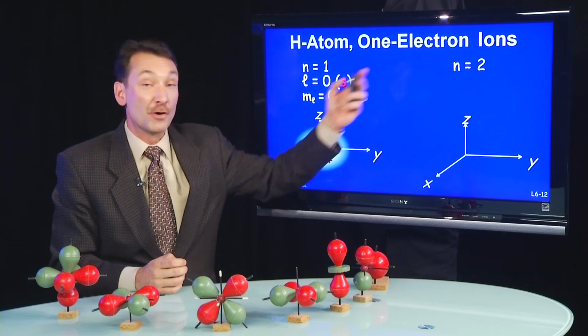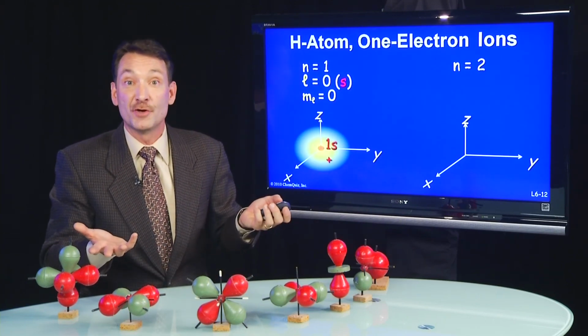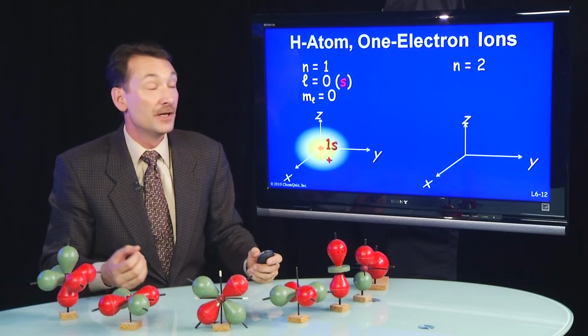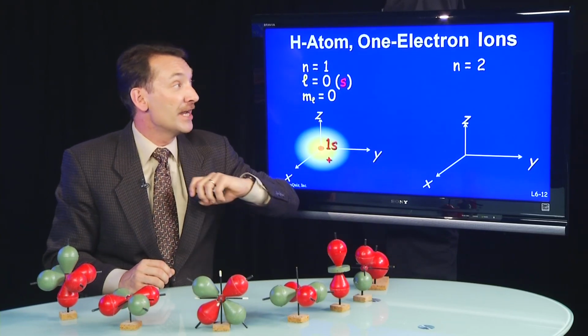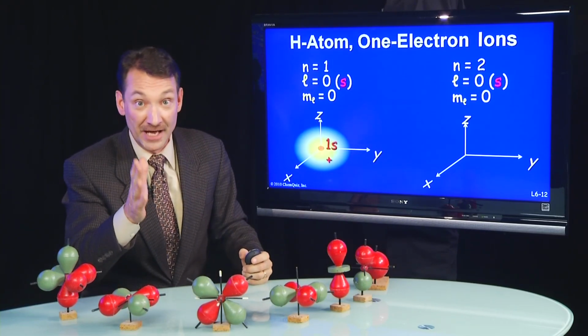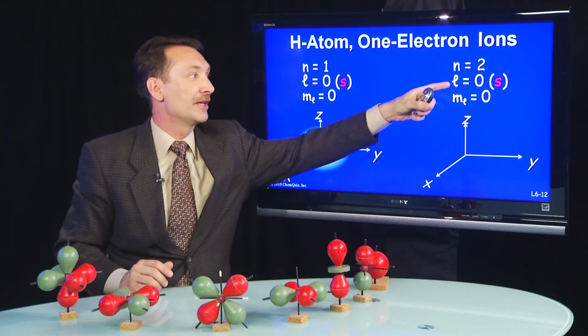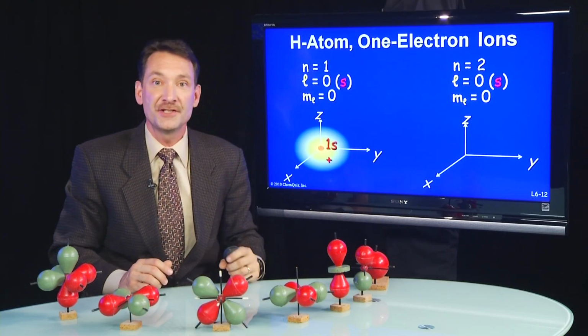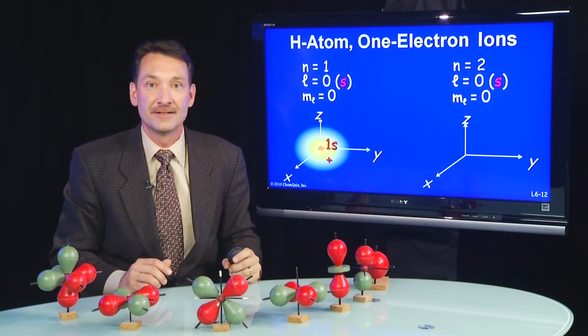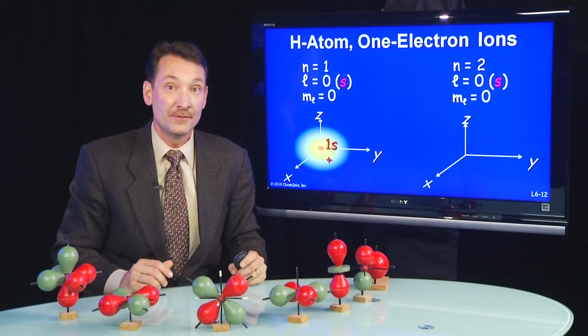Well, can we go to n equal 2? We're done with n equal 1. There's no other possibilities of the quantum numbers. We go to n equal 2. For n equal 2, one possible value of L now is 0. So L can be 0 or 1, but let's look at the 0 value first. So that's S. M sub L still 0.